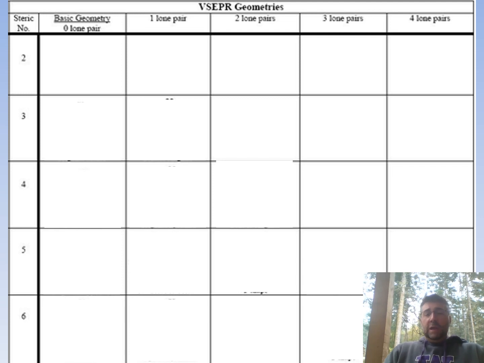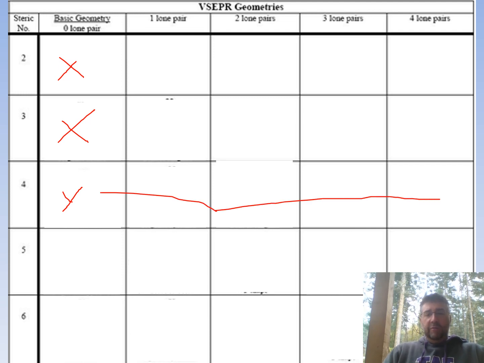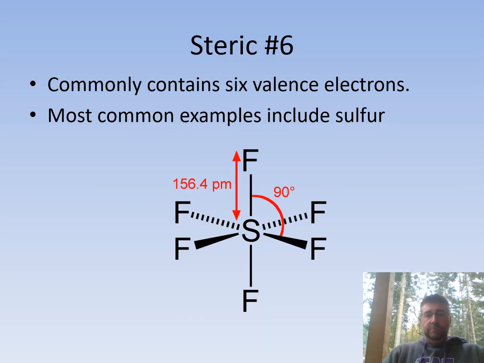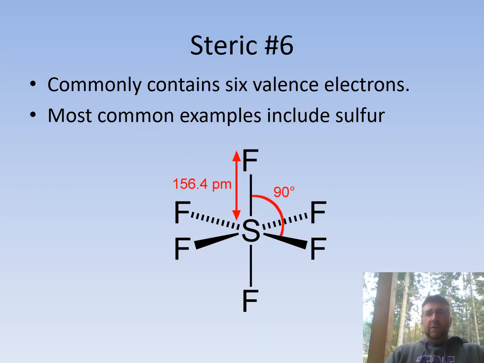So we're looking at our chart again. We have, at this stage, filled in everything here and here and here, going all the way across steric number 4. We've also done steric number 5 with no lone pairs, with 1, with 2, with 3, but we said this isn't possible, so no steric number 5 with 4 lone pairs. And now we're going to look at steric number 6. All right, so let's take a look at this.